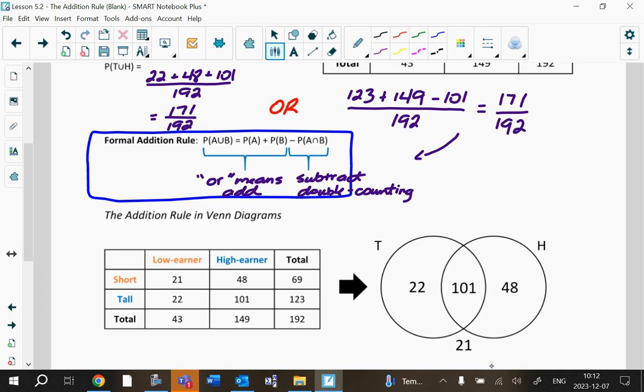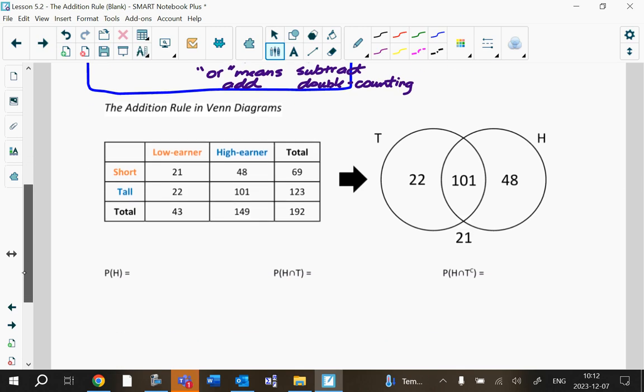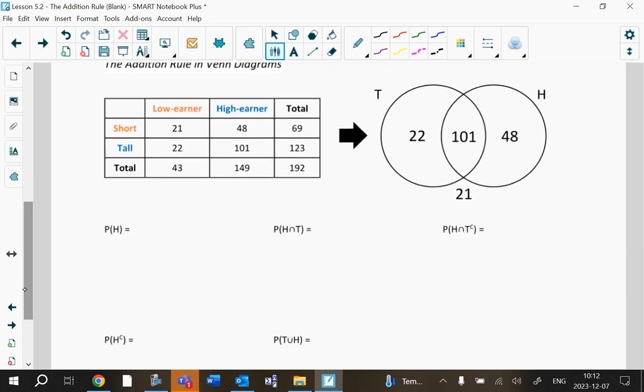Not only can we show it using a two-way table, we can also convert a two-way table to a Venn diagram. So notice how it's done. Notice when we go from a two-way table to a Venn diagram, these are the values we put in the Venn diagram. We don't put the totals in.